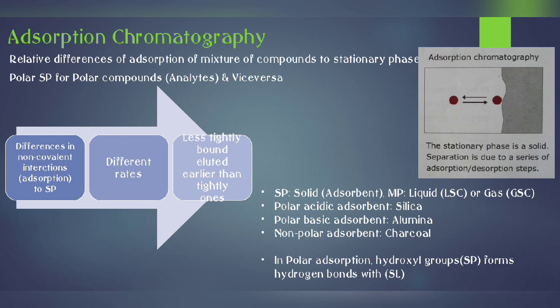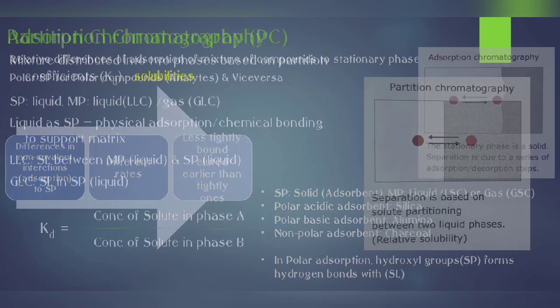In polar adsorption, a hydrogen bond is formed between the hydroxyl groups of the solute and the stationary phase. So the hydrogen bond is established, which leads to non-covalent bond formation.